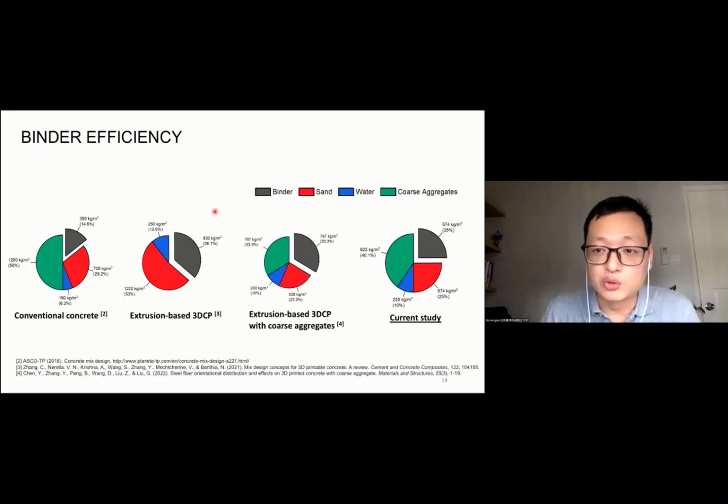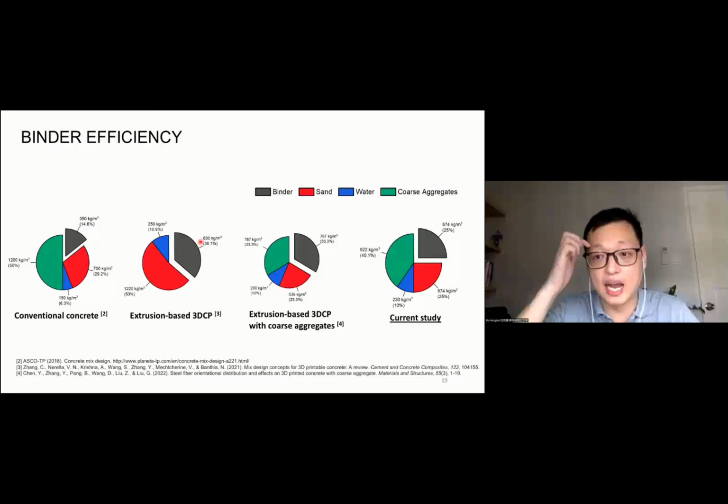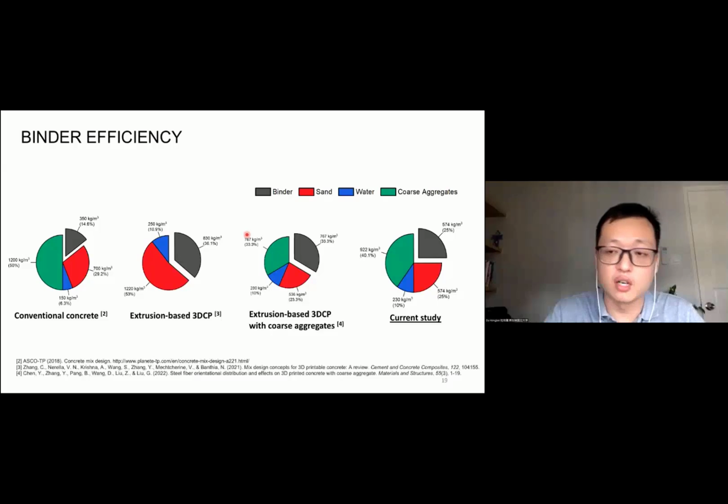This is the last slide I want to share, regarding the benefits, or why we want to use aggregate 3D printing. This shows the mix proportion for the printed aggregates. In conventional concrete, for example, maybe we can have 50% coarse aggregate, maybe 30% sand, while 10% or less than 10% water, and maybe we use 350 kilograms of cement.